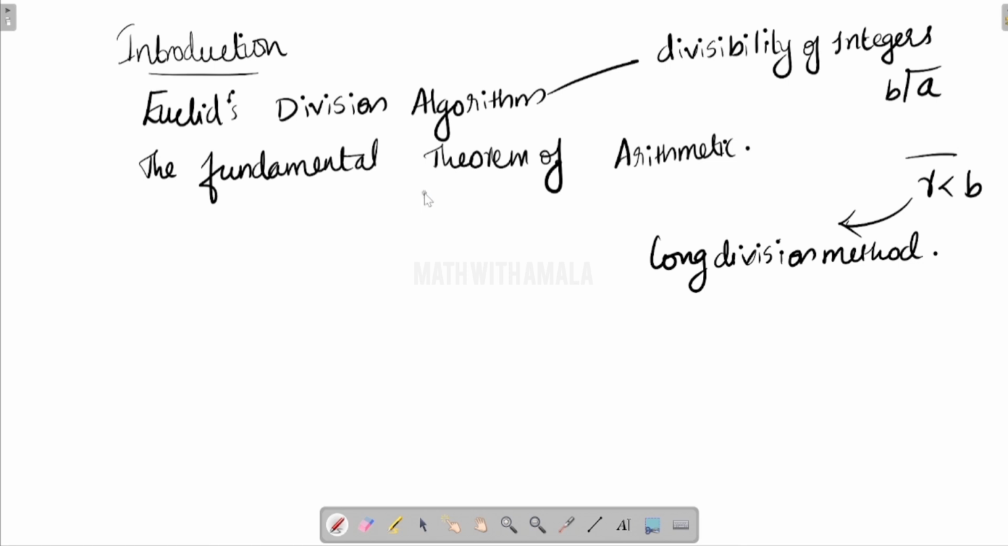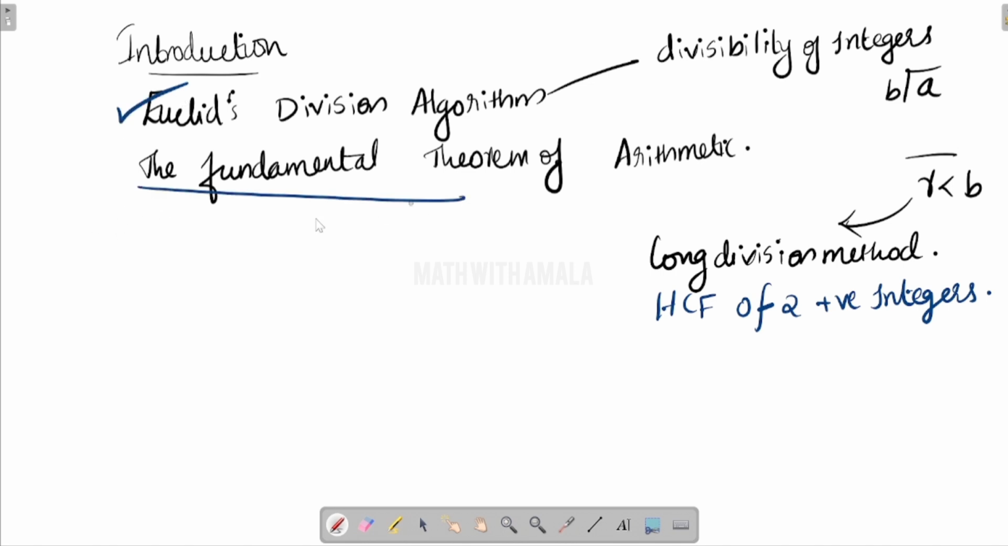Also, this method can be used for finding the HCF of two positive integers. If we have two positive integers a and b, then their HCF can be found through this method of long division, where we use Euclid's division algorithm.